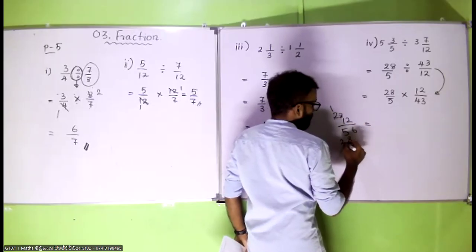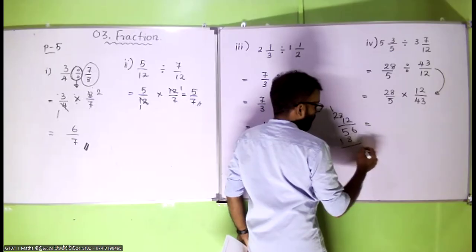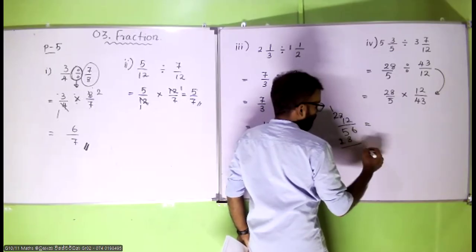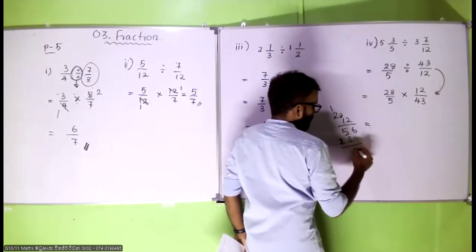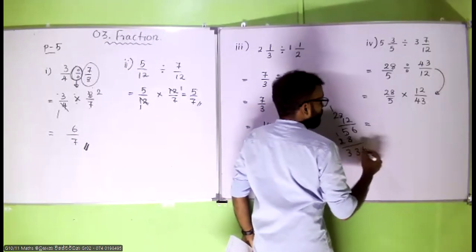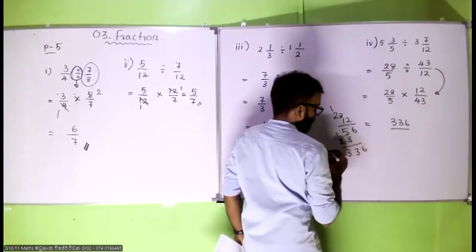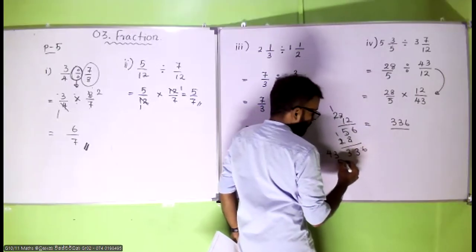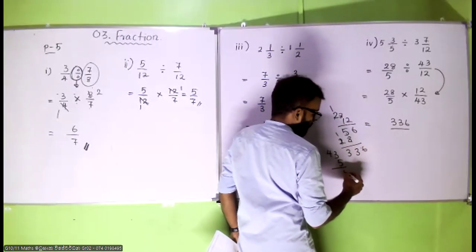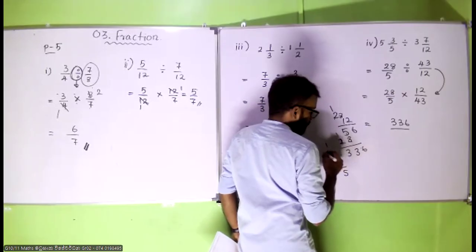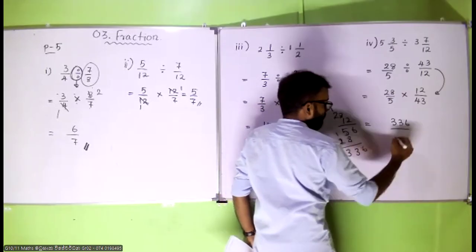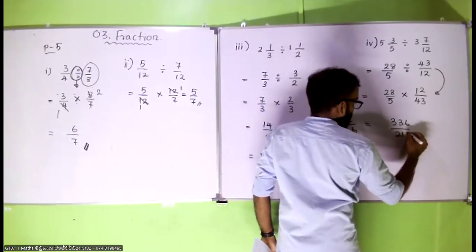336, divided by 43 times 5. 5 times 3, 15. 5 times 4, 20, 21. Right? This is it.